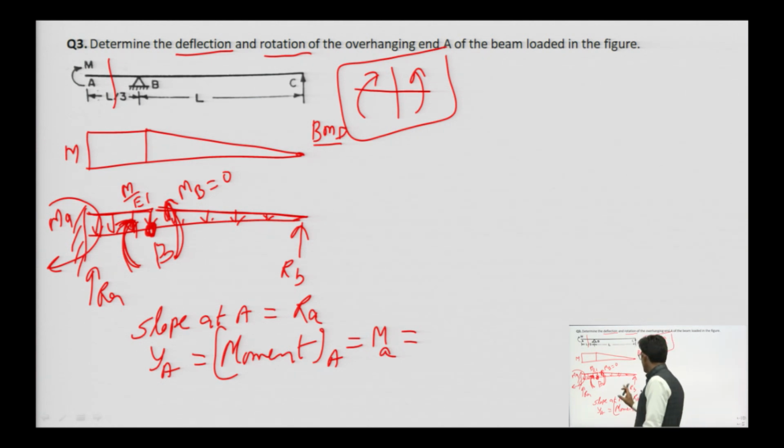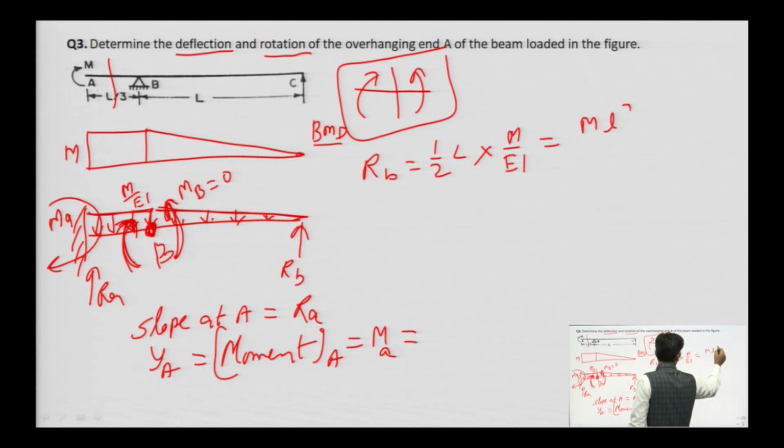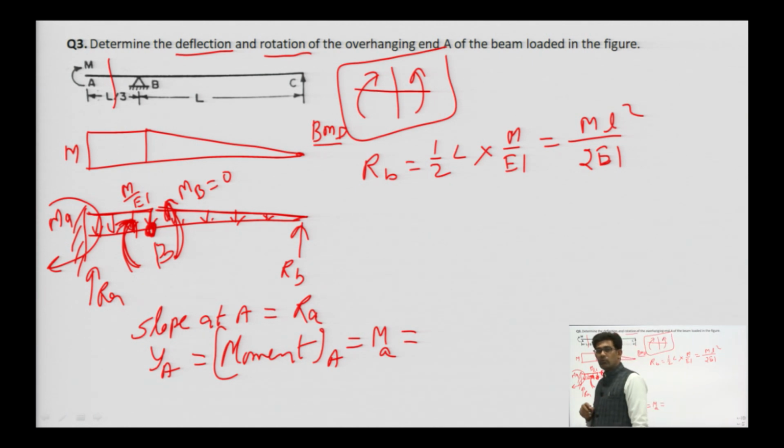So for RB, consider this one part only. The value of RB will be the loading of this part only. So it is 1 by 2 into length L, into half L, into M upon EI. So RB means ML square by 2EI. ML square by 2EI is RB.